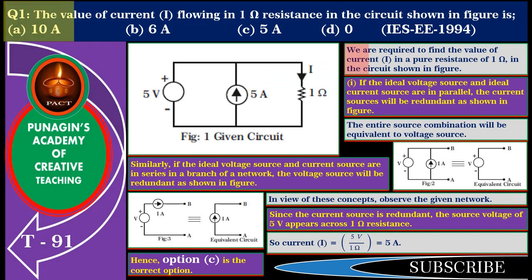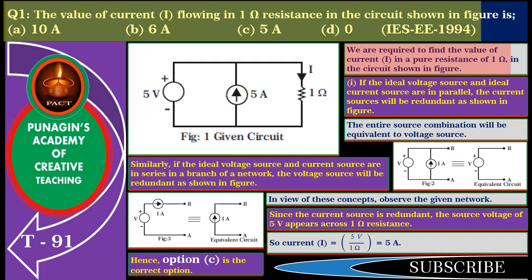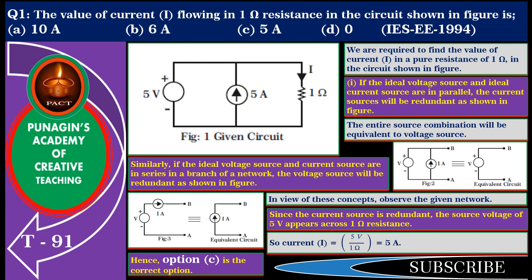Friends, we are required to find the value of current I in a pure resistance of 1 ohm in the circuit shown in figure. The problem is very simple if you know certain basic concepts. Number one, if the ideal voltage source and the ideal current source are in parallel, the current source will be redundant as shown in figure. The entire source combination will be equivalent to the voltage source.